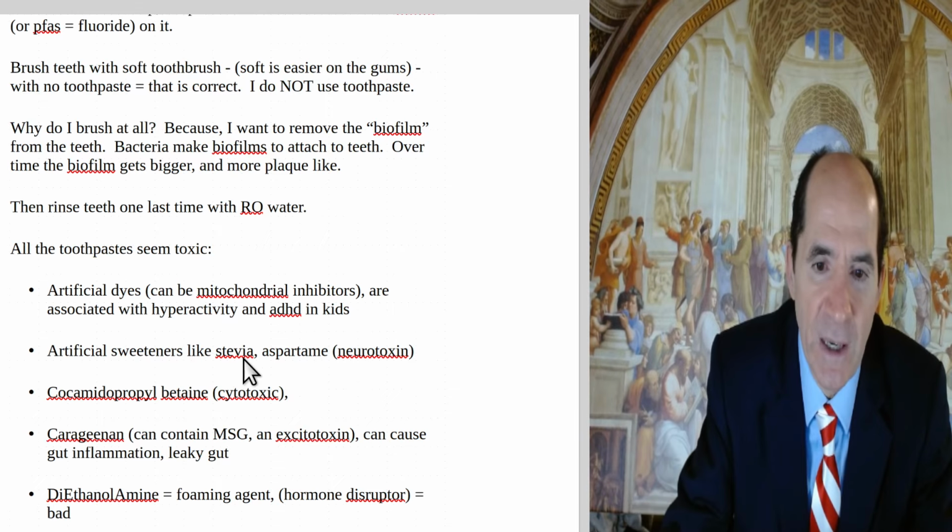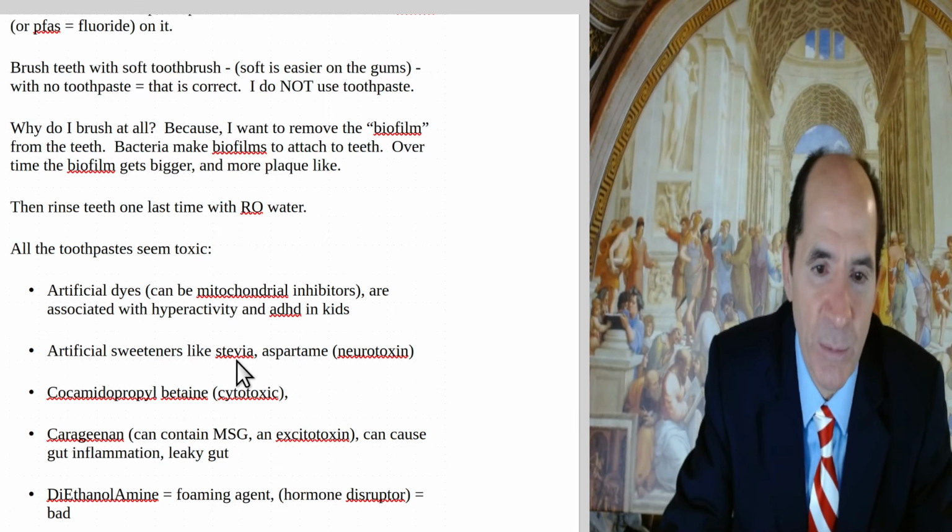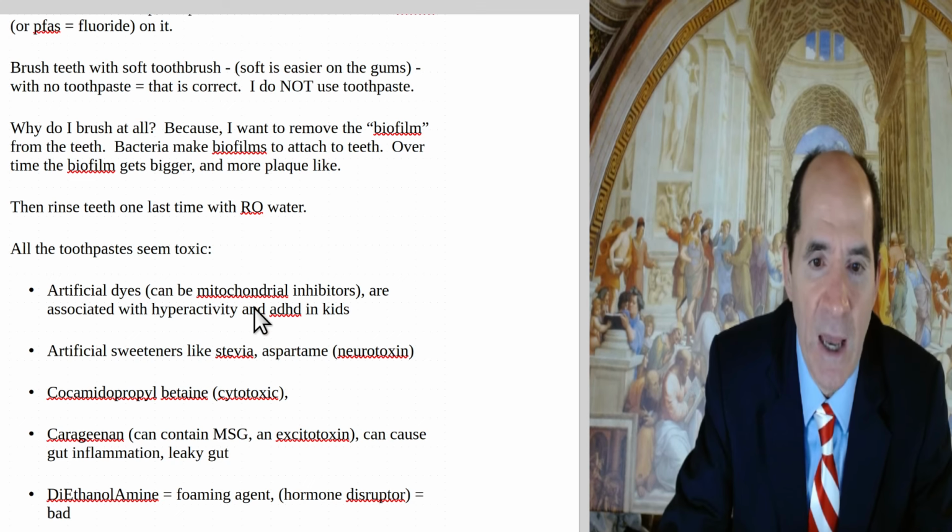Artificial sweeteners like stevia and aspartame. Aspartame is a neurotoxin. Stevia lowers your fertility, causes other problems for you. Artificial dyes can be mitochondria inhibitors, cause hyperactivity, ADHD in kids. Some of these other things, I don't even know quite what they are, but they're cytotoxic. I looked them up. Carrageenan's excitotoxic.